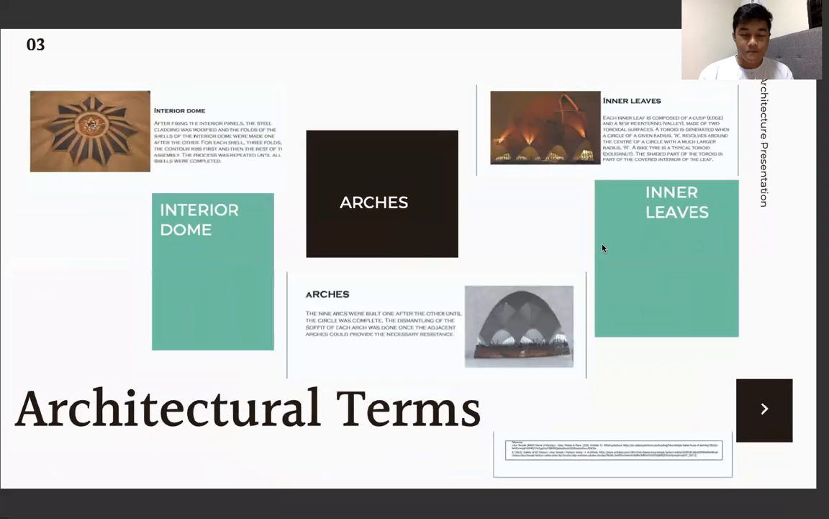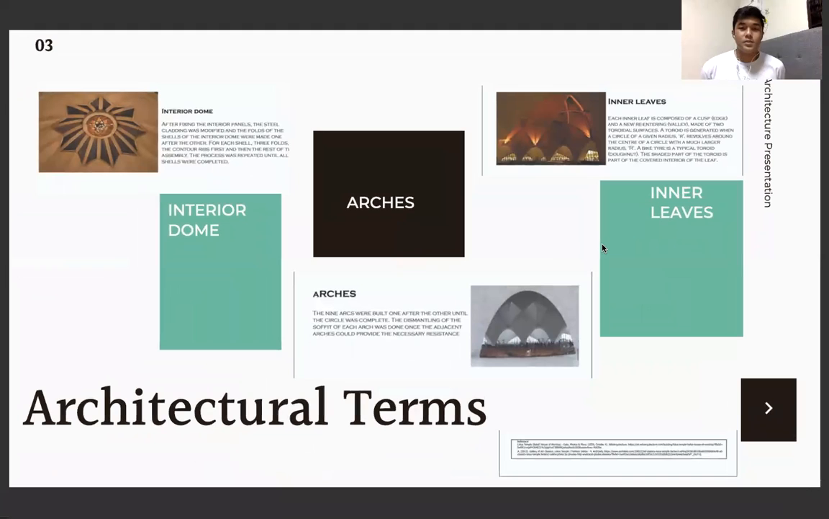So these are the architectural terms, and this is the last slide of my presentation.